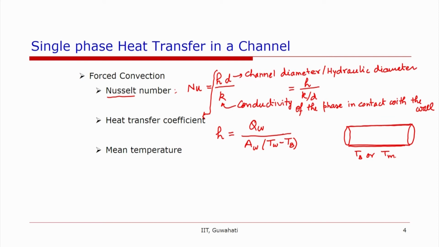So, generally there can be different kinds of boundary conditions one can have on the wall. So, in general one encounters the constant wall heat flux, or constant H boundary condition, that the heat flux is constant. Another boundary condition is constant wall temperature.